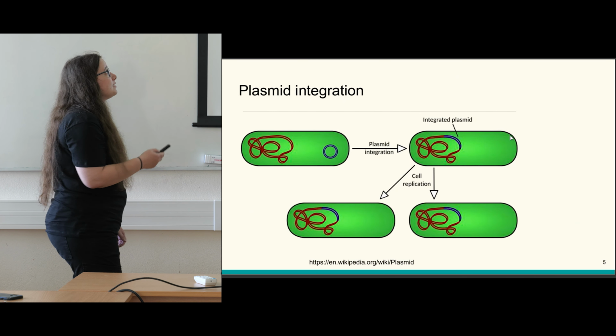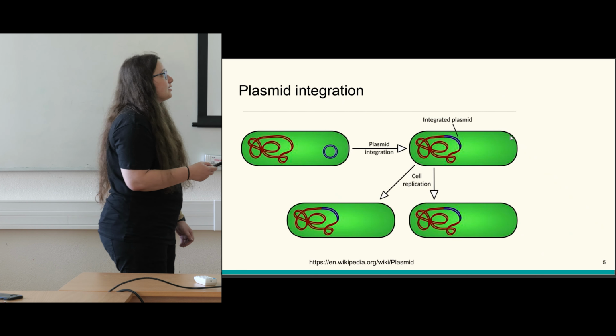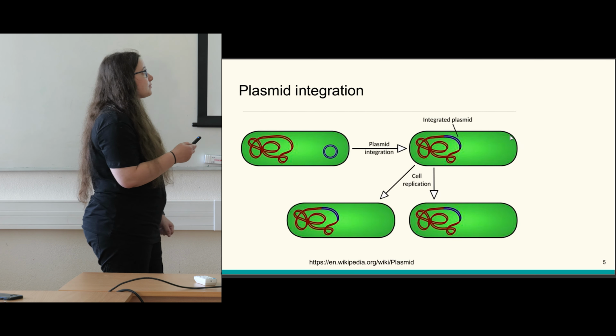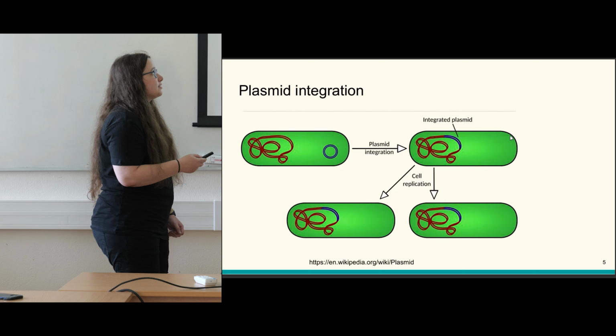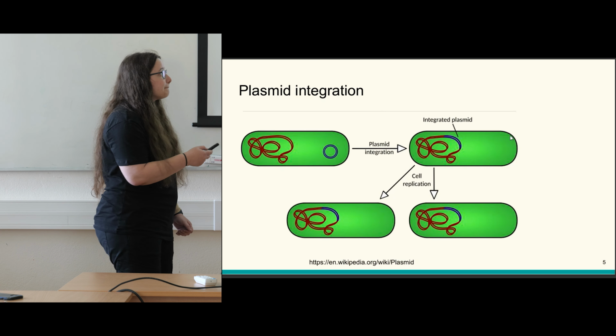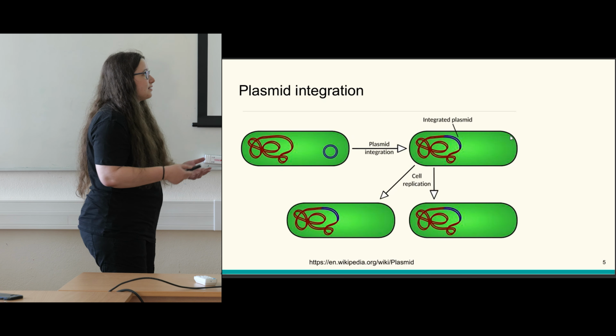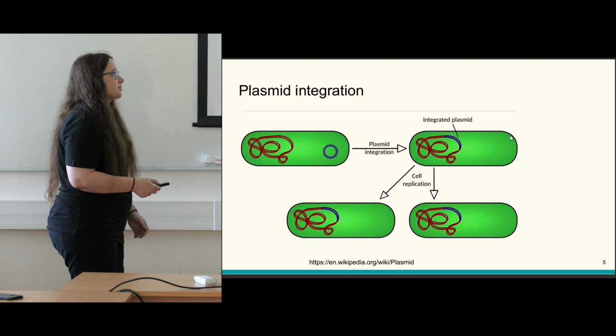Another thing that may happen is called plasmid integration, and it causes the sequences that were originally found in plasmids to get to the chromosomal DNA. And this way they can be somehow evolutionarily conserved, which causes some issues that we will see later.